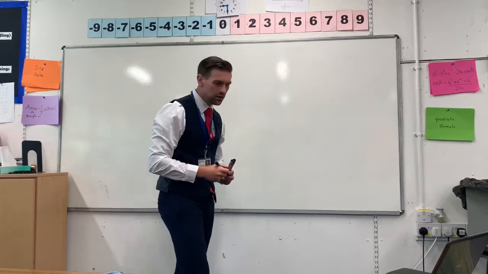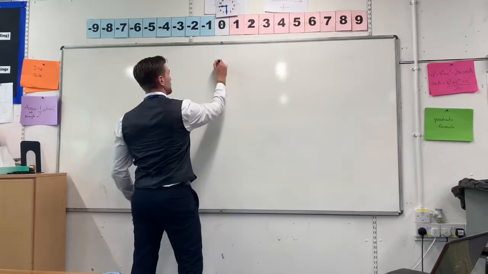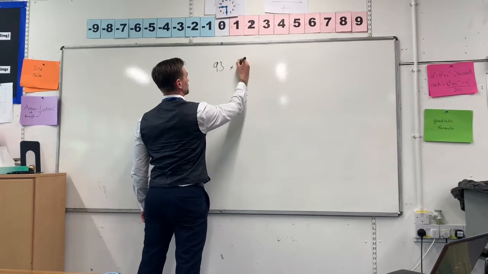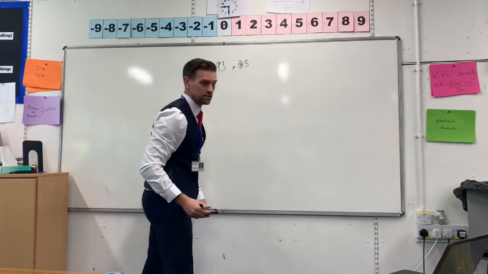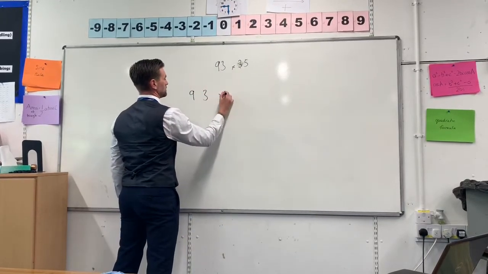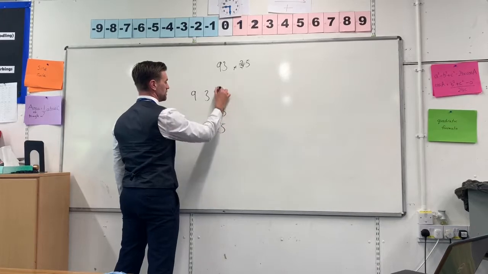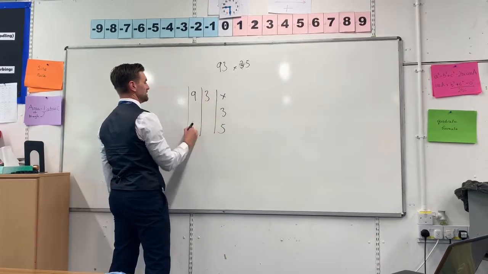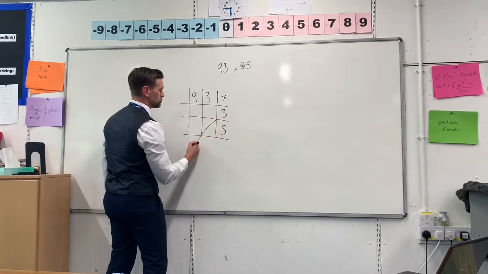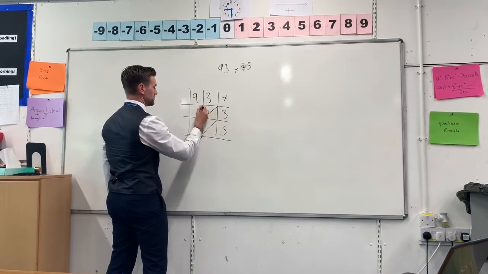They've all been easy. Work out 93 times 35. Remember, the hardest part of this is drawing the grid. If your grid goes wrong, you're going to make a mistake somewhere.